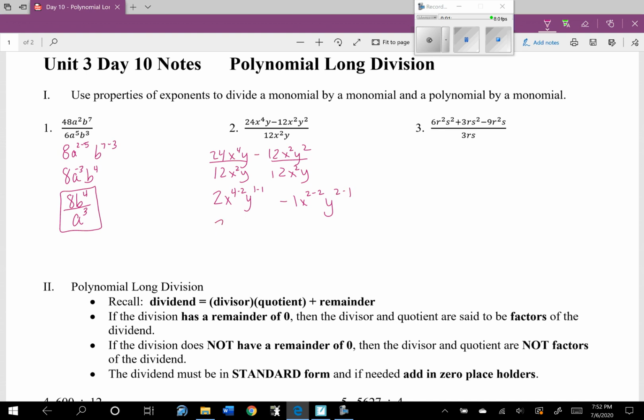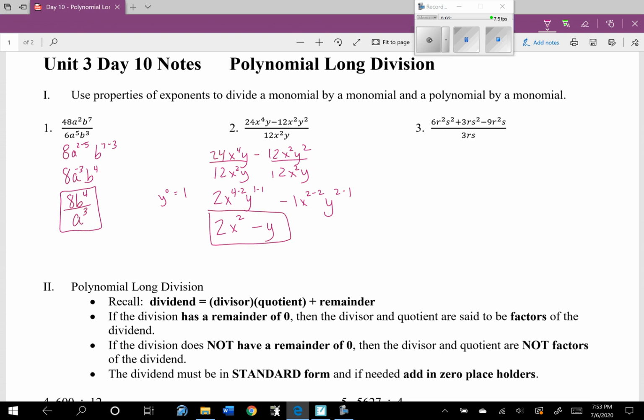So this gives us 2x squared. Remember that y to the 0 power, anything to the 0 power is 1, so we don't really need to multiply that by 1. We can just leave it like that. And then again, we don't need this 1 placeholder, so x to the 0 power again is 1, and then this would be y to the first power.